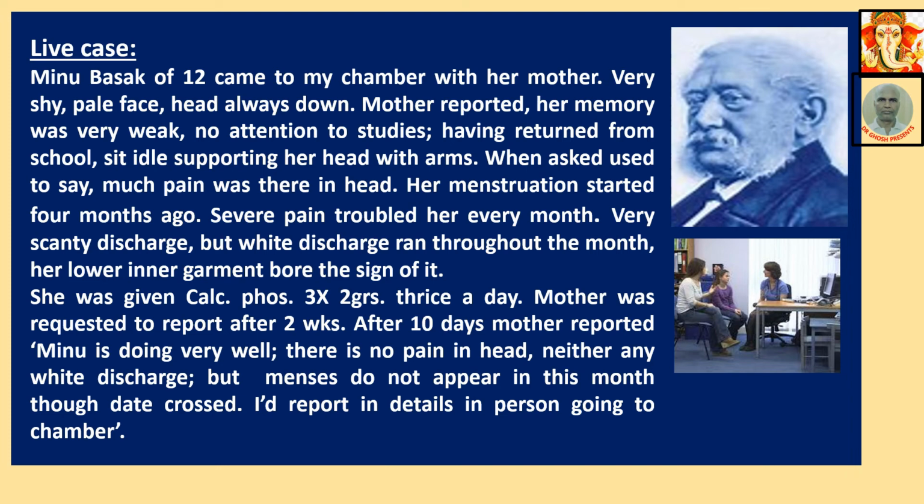Her menstruation started 4 months ago. Severe pain troubled her every month. Very scanty discharge, but white discharge ran throughout the month. Her lower inner garment bore the sign of it. This is actually reported by her mother.